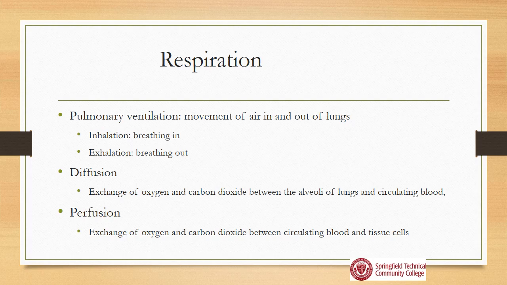Moving on to respiration. Respiration is made up of a couple different things. The first is ventilation, which is the actual movement of air in and out of the lungs. When I breathe in, I'm inhaling. When I breathe out, I'm exhaling. Diffusion is the exchange of oxygen and carbon dioxide. It happens between the alveoli of the lungs and the circulating blood. This is at the cellular level. And then perfusion is the exchange of oxygen and carbon dioxide between circulating blood and tissue cells.